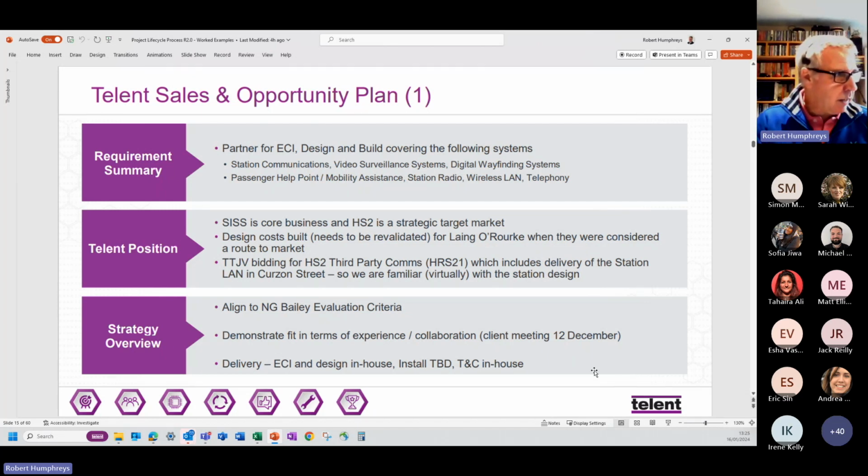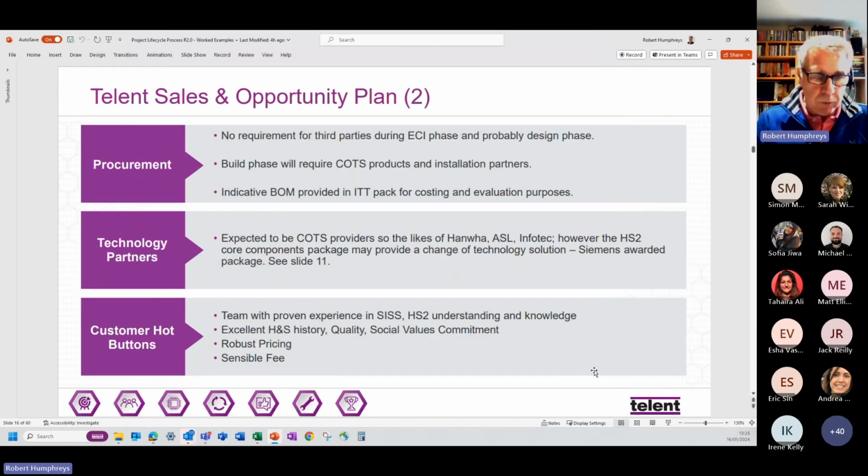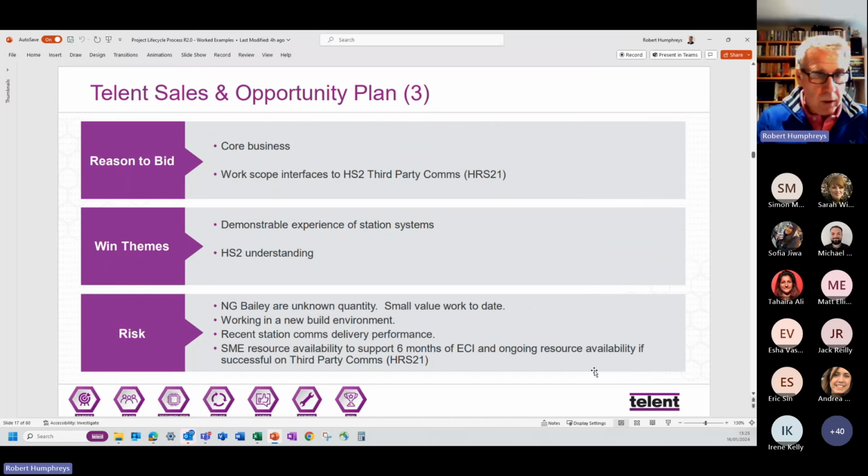So it's not just now the requirements, our position and our winning strategy. We're now talking about, well, what's the procurement involvement? Who are our technology partners? What are the things that we need to be doing for the customer? What are their hot buttons that we need to address? What's the key reason for bidding? Why are we going after this work? What are the themes we're going to use in winning this work? But more importantly, what are the risks?